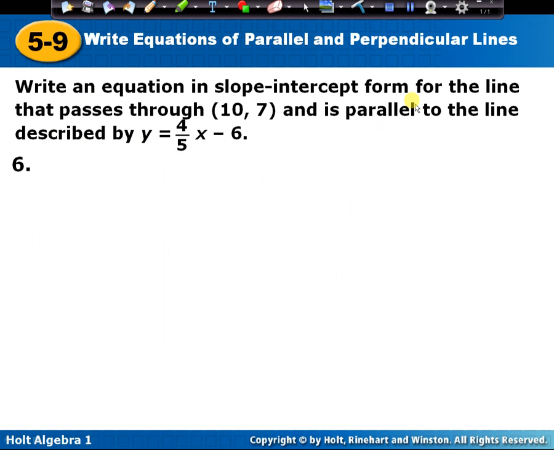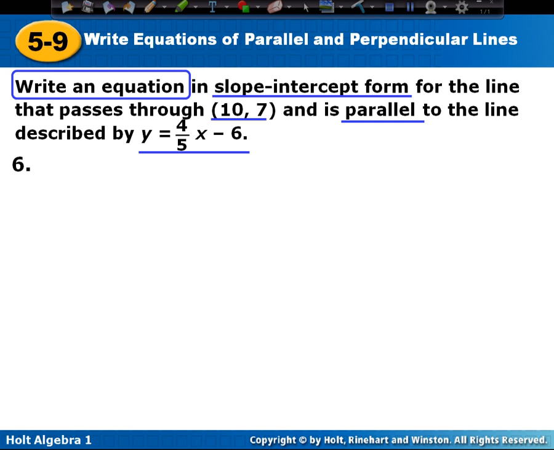All right, let's have a look at number 6. It says write an equation in slope-intercept form for the line that passes through point (10, 7), and is parallel to the line described by y = 4/5 x - 6. Just like the ones that we've done so far, I want you to write down this equation, y = 4/5 x - 6, this point, (10, 7), and the word parallel.